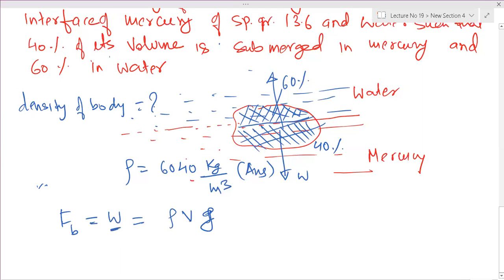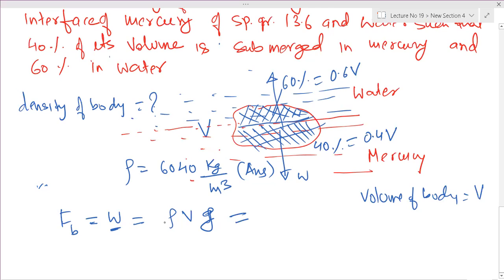This is the volume V, and this 60% is 60% V, and this 40% is 40% V. V is the volume of the object, the volume of the body. So this is the weight, and that is equal to the buoyancy force. So buoyancy force will be your buoyancy force due to water plus buoyancy force due to mercury, Hg, right? Because it is submerged, no part of the body is outside the fluid.